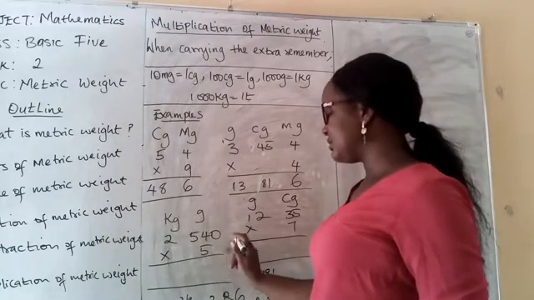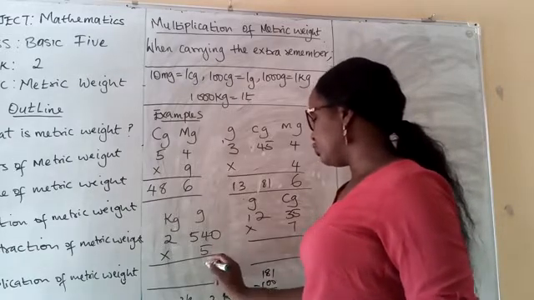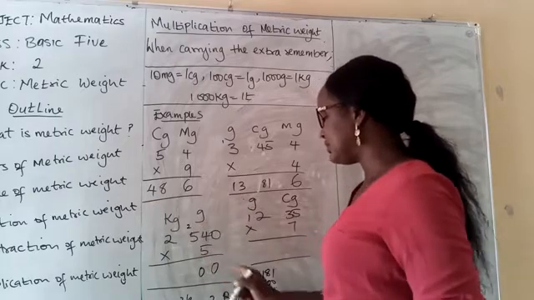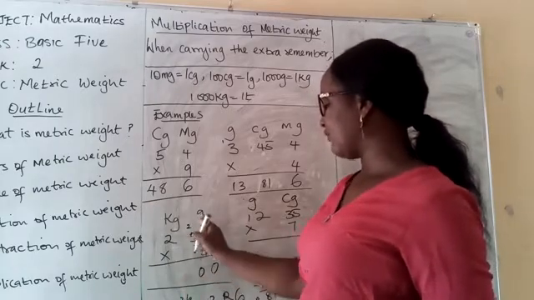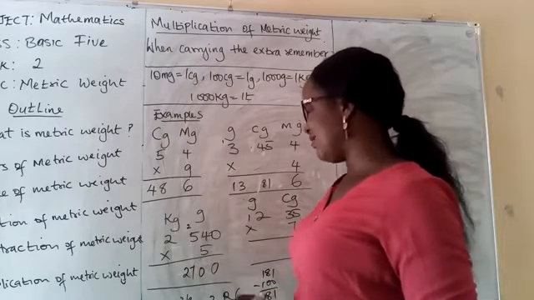Okay, so coming over to this one, we have 5 times 0 giving you 0. 5 times 4 will give you 20. That is 0 carrying 2, right? 5 times 5 is 25 plus 2. That will be giving you 27.